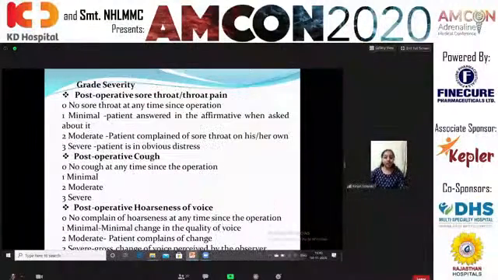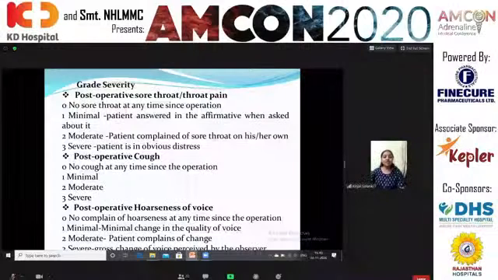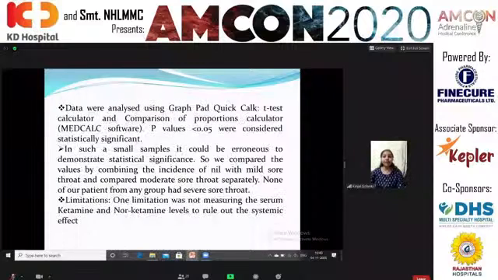And in the post-operative period, we monitored post-operative sore throat, cough, and hoarseness of voice in our study and control group. This slide is showing the grading of sore throat, cough, and hoarseness of voice. After taking all the data, next please. Data were analyzed using GraphPad t-test and MedCalc software. P-values less than 0.05 were considered statistically significant.